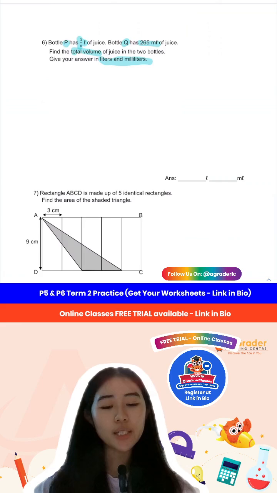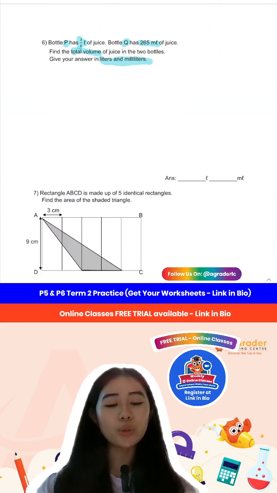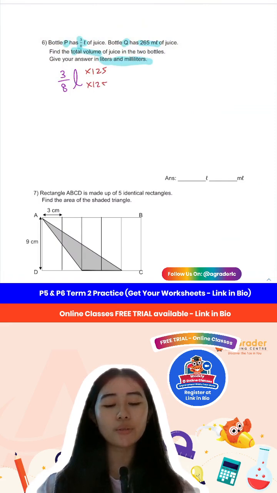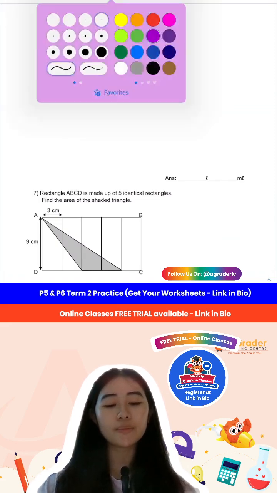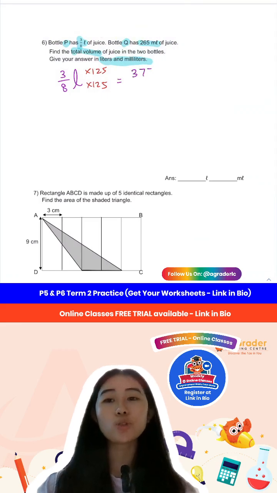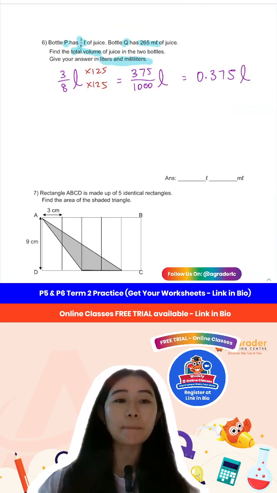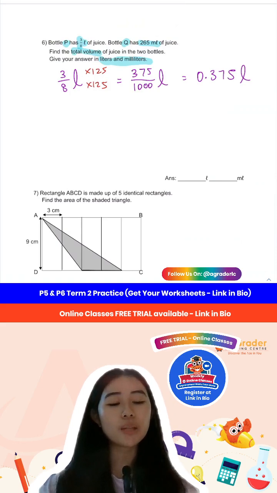Okay, so let's go through this. First thing I would do is to look at the fraction, 3 over 8. So 3 over 8 liters, I'm going to change the denominator. I'm going to times 125. So this will give me 375 over 1000, after which I can change it into 0.375 liters. Then you change it into milliliters. This is 375 milliliters.